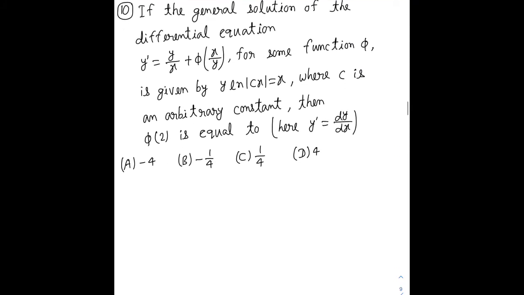Okay, then question number 10. If the general solution of the differential equation y dash, which is equal to y by x plus phi of x by y for some function phi, is given by y into log mod cx equal to x, where c is an arbitrary constant, then you have to find phi 2, where y dash is nothing but dy by dx. Okay guys, so we can differentiate this equation to find y dash.